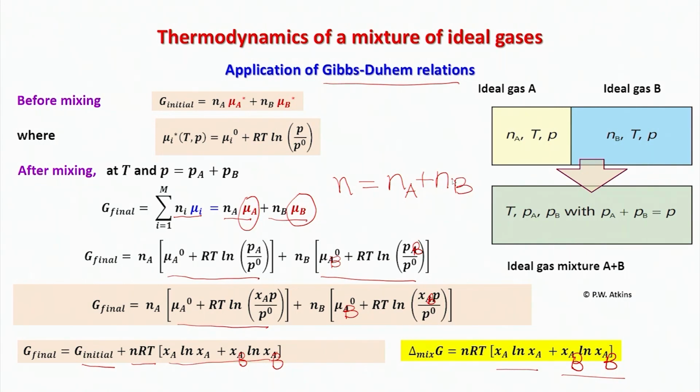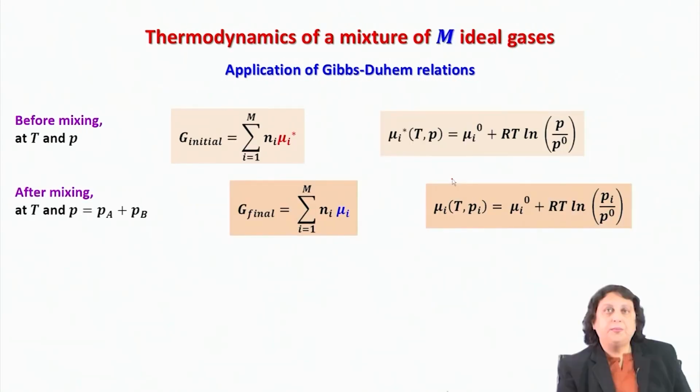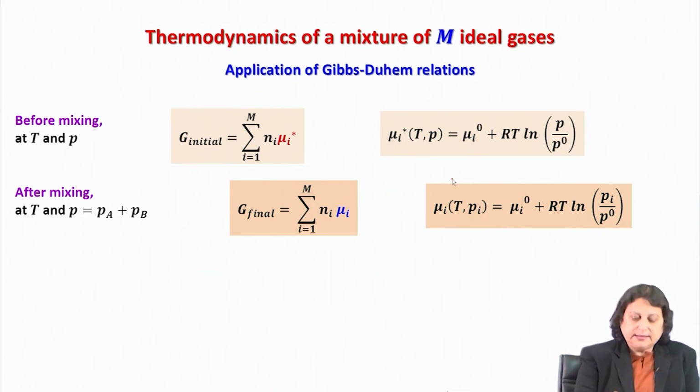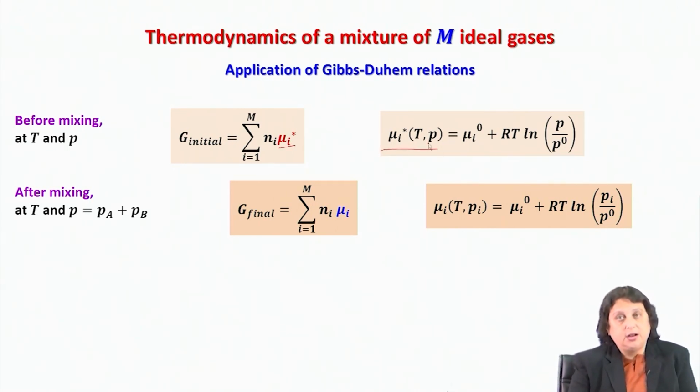Now, therefore, by the application of the Gibbs-Duhem relation, what we have found is as follows. We could identify the initial value of the Gibbs free energy before mixing at a given temperature T and pressure. And this is given in terms of Ni and mu I star, where mu I star is the chemical potential of the ith component in its pure phase at the temperature T and pressure P.